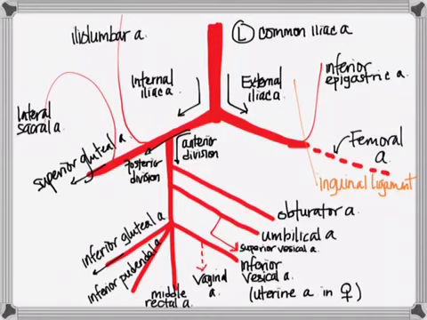Now, the key strategy is to pair things together. So I want you to pair the superior and the inferior together. Why? Because they're both going posteriorly, and they're both surrounding a major landmark called the piriformis muscle, which is going to be right here.